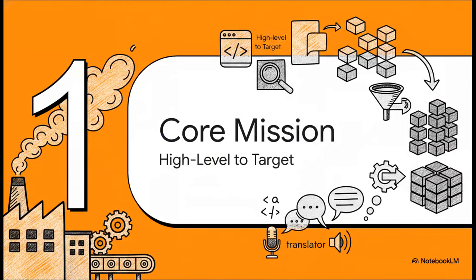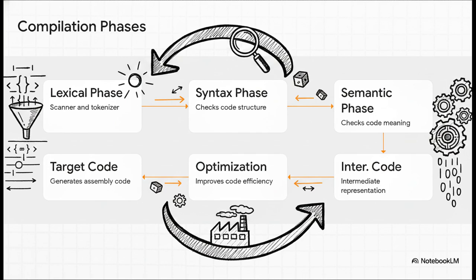Let's get to it. Starting off with Section 1, the compiler's core mission, which is translating high-level code to target code. Every single piece of code you write has to pass sequentially through these 6 distinct stations. We call this the analysis-synthesis model. The front end of the pipeline analyzes your source code to create an intermediate representation, and then the back end synthesizes that into your target machine code. Okay, let's zoom in on that very first station on the line.